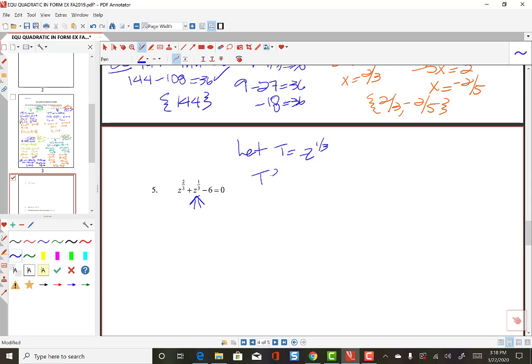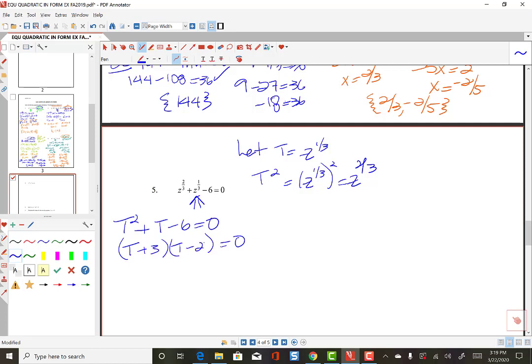So now if I was to square both sides, I end up with z to the 2/3 power. Okay, so let's substitute this in. This is going to be t squared plus t minus 6 is equal to 0. This is also factorable. So I would have a t plus 3 and a t minus 2. Okay, so that means either t is equal to 2 or that t is equal to negative 3.